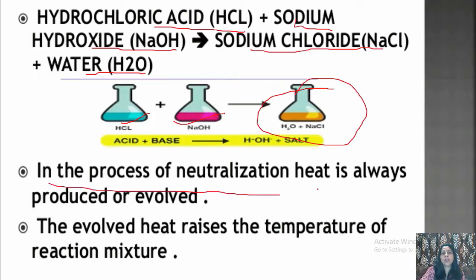In the process of neutralization, heat is always produced or evolved. Meaning whenever a neutralization reaction happens, heat is produced. The evolved heat raises the temperature of the reaction mixture, and because of this evolved heat, the temperature of the reaction mixture gets raised.